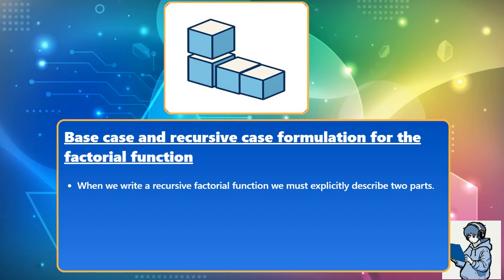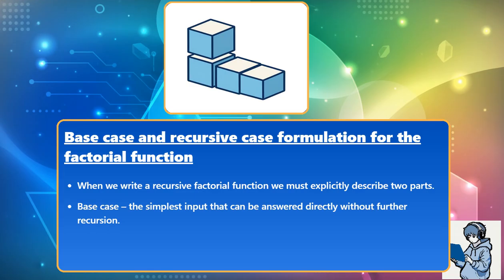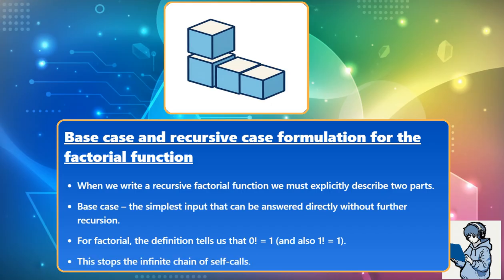When we write a recursive factorial function, we must explicitly describe two parts. Base case: the simplest input that can be answered directly without further recursion. For factorial, the definition tells us that 0 factorial equals 1, and also 1 factorial equals 1. This stops the infinite chain of self-calls.